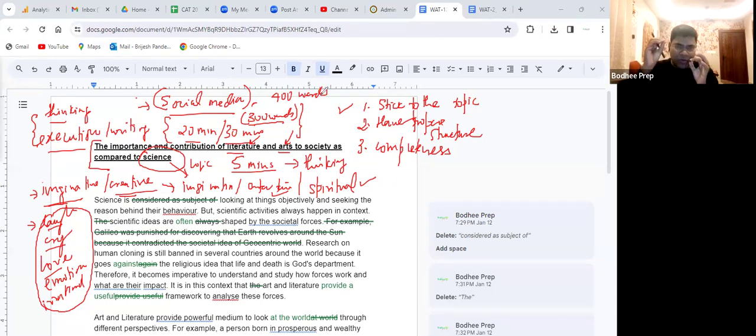You should talk about how literature and art contribute. How does it contribute in comparison to science? What are the things it contributes? Whether it is good, very good, bad, or not. And then you conclude the essay. So in 400 words, you have to present the entire picture.